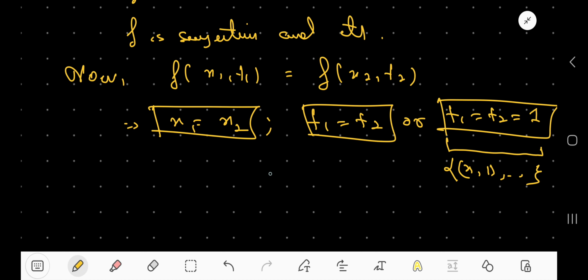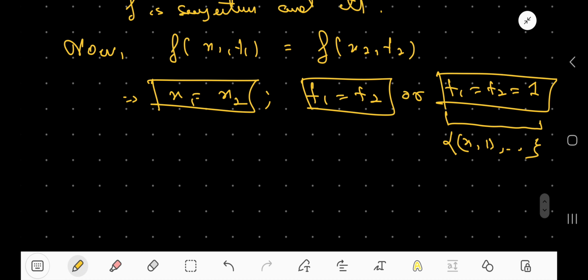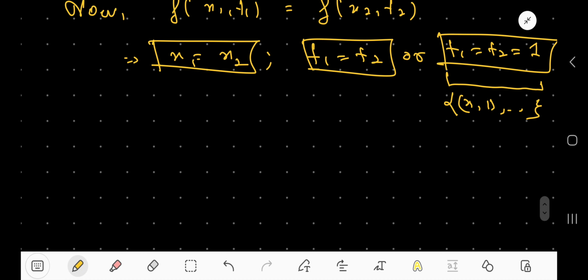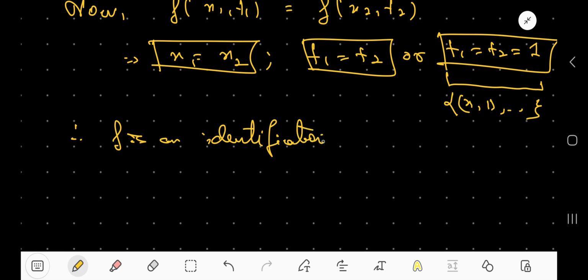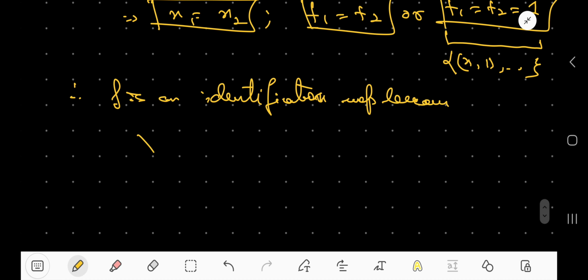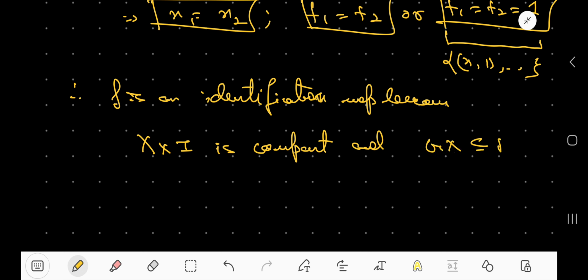Hence, this map will give an identification map, therefore f is an identification map, because it is clearly observed that X cross I is compact, because we started with X being compact and I is also compact. So X cross I is compact, and the geometric cone is a subset of the Euclidean space R^(n+1), and R^(n+1) is Hausdorff. So Gx is also Hausdorff.